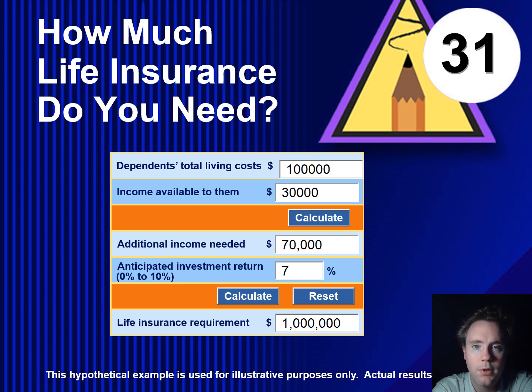So if we look at the top line here, let's say it's a family of 4, again the Smith family, and the first line is dependents' total living costs. So this is the cost of all of their expenses, their day-to-day expenses, everything. If you were to lump all of their budget together and say, well, this is what they spend on a yearly basis, it's $100,000. They have 2 incomes. The husband makes the majority of the income, and Mrs. Smith, the wife, makes $30,000.